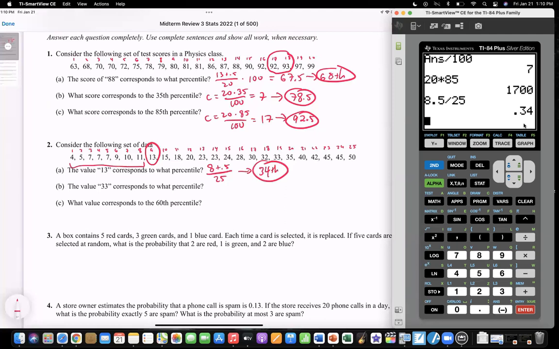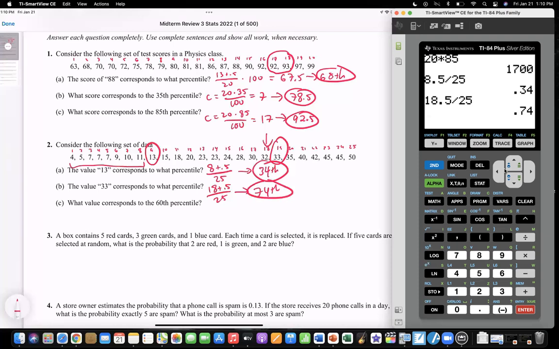Okay, if I look at 33, that's here, which means there are 18 values below it. So I want to do 18.5. Add on 0.5 and then divide by the total number of values. So 18, add on 0.5 and divide by 25. That'll give me the 74th percentile.